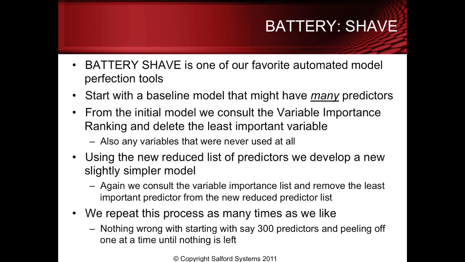We build that model, and we get a new variable importance ranking. Again, we consult that variable importance list and remove the least important predictor from this new variable importance list. We then repeat this process as many times as we like. There's nothing wrong with starting with, say, 300 predictors and peeling off one at a time until nothing is left. The only thing this will cost you is the time that it takes to run such a backward stepwise elimination of variables, and perhaps you might have to set up one of these things and run it overnight.